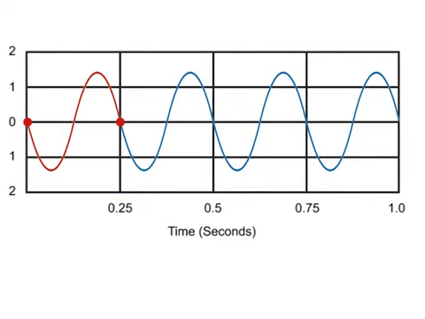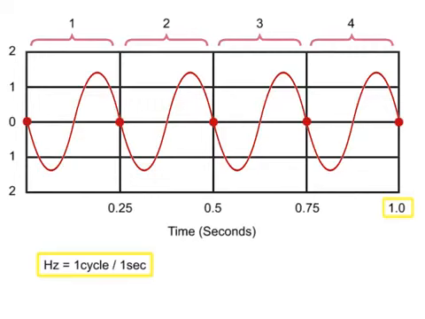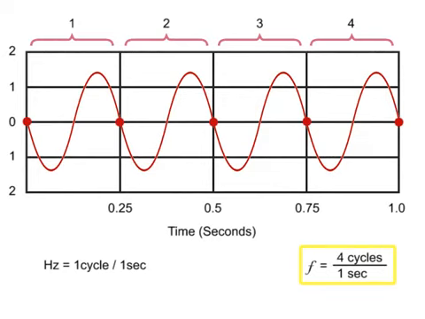The unit of measurement of wave frequency is called hertz. A hertz is equal to the number of wave cycles occurring in 1 second. For this wave, there are 4 cycles in 1 second. Given that frequency is 1/t, or 1 over the period, the frequency is 4 cycles in 1 second, or 4 hertz.